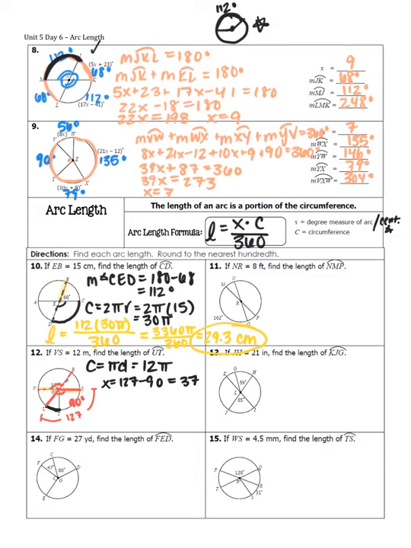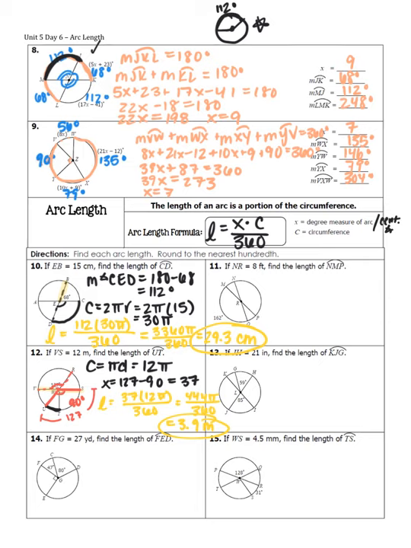Okay, so now to find my arc length, L is equal to 37 times 12 pi all over 360. And we get 444 pi over 360, which is about 3.9 meters. Okay, and since it's a length, we're going to use a unit of measurement.